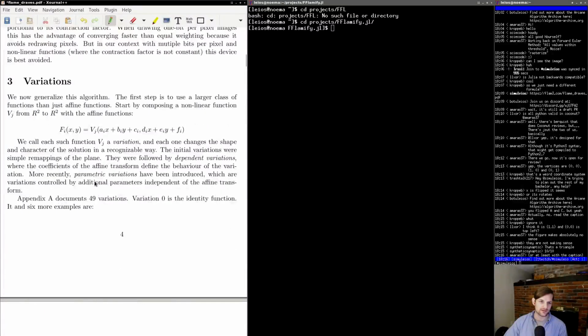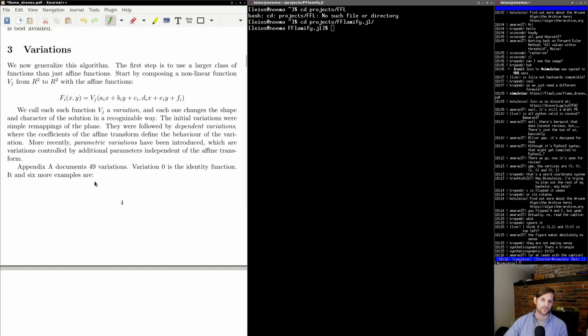The next thing is we need to start talking about the different variations. So this is what kind of caught me up last time, because I wasn't sure how to generalize their set of variations to our function set, right? Because they're using a slightly different notation.